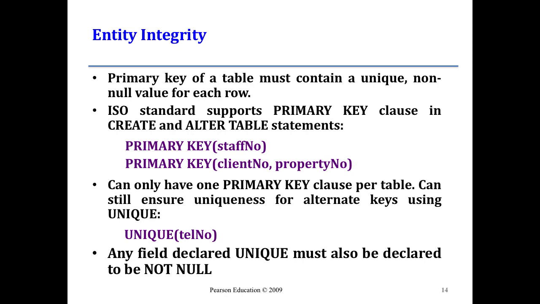With entity integrity, that is in SQL implemented by allowing you to specify a primary key. Keyword is primary key, comma separated list of attributes in parentheses. Only one primary key per relation. So I'm just giving an example of two different primary keys.